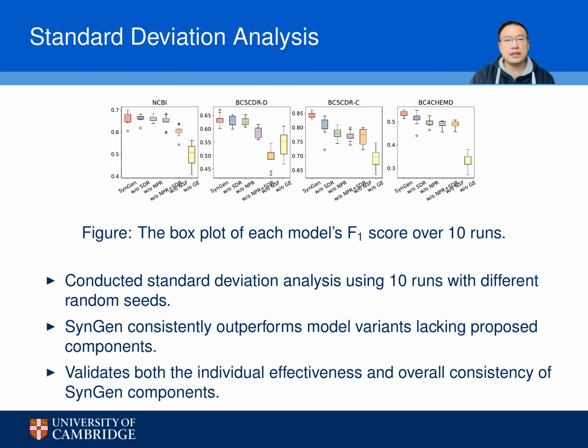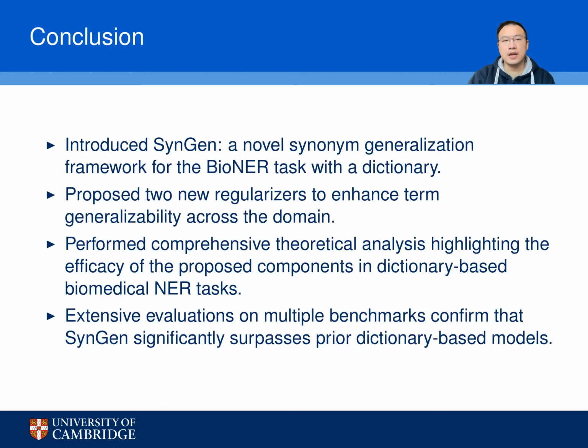In the next experiment, we conduct the standard deviation analysis of our model. We run each experiment 10 times with different random seeds. From the experiment, we can conclude that the SynGen framework consistently and uniformly outperforms all the other models and variants without the proposed components. Here is the conclusion of this paper.